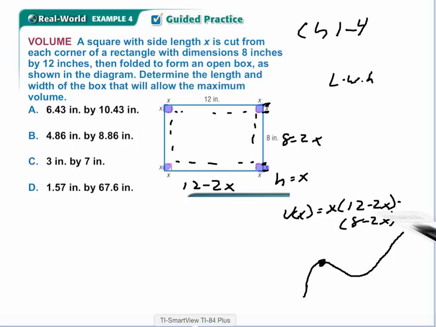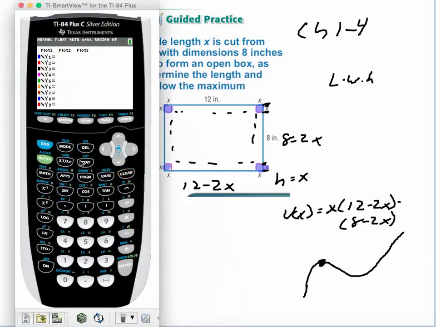So let's pull up the calculator and just type into the equation. So we've got x times 12 minus 2x times 8 minus 2x. Now you could multiply all of that out, and that would be great, but it's still the same equation. We're just going to put it in here and graph it. I have the standard window set, negative 10, 10, negative 10, 10, and it's going to graph here, and it looks kind of crazy.